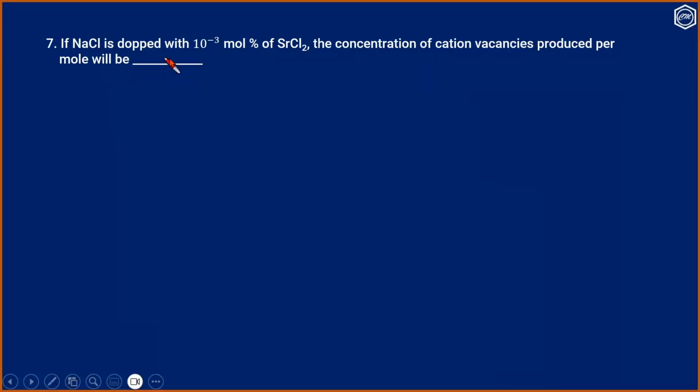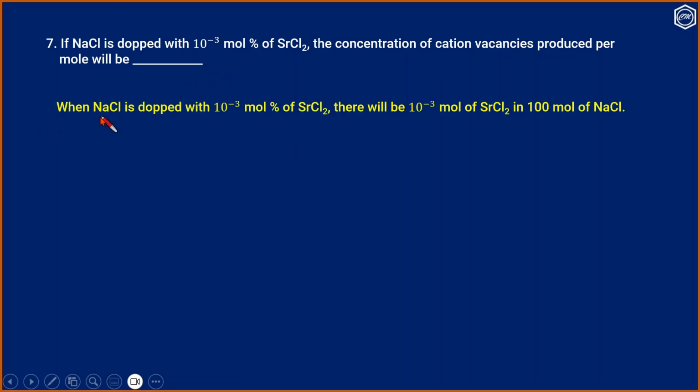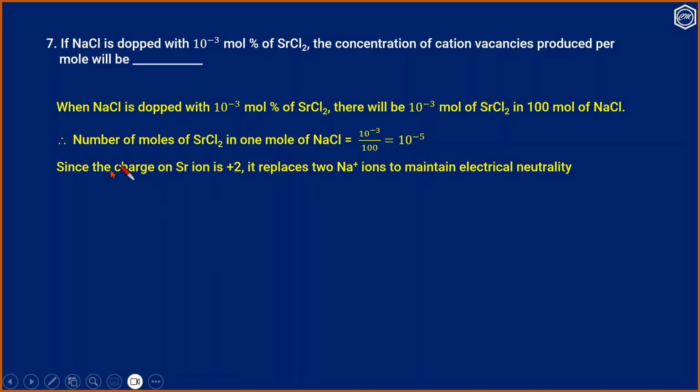If sodium chloride is doped with 10 raised to minus 3 mole percent of strontium chloride, the concentration of cation vacancies produced per mole will be? When sodium chloride is doped with 10 raised to minus 3 mole percent of strontium chloride, there will be 10 raised to minus 3 mole of strontium chloride in 100 mole of sodium chloride. Therefore, the number of moles of strontium chloride in 1 mole of sodium chloride will be 10 raised to minus 3 by 100, and that is equal to 10 raised to minus 5.